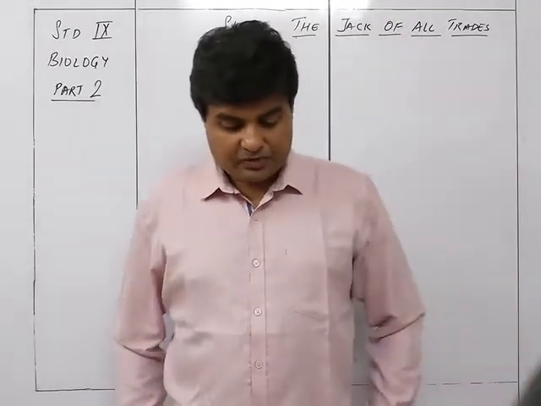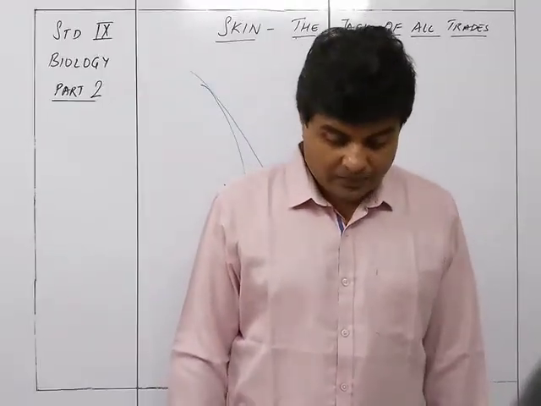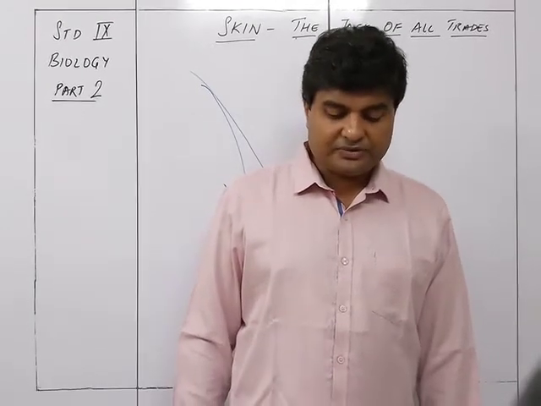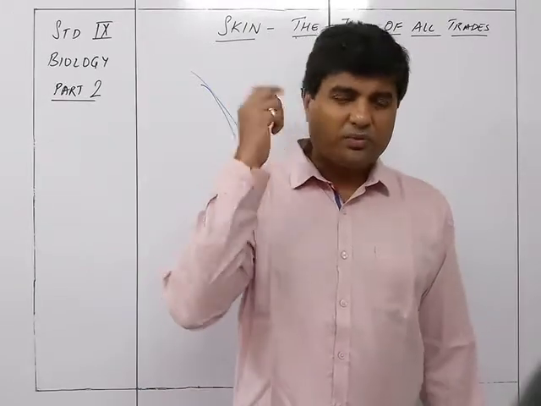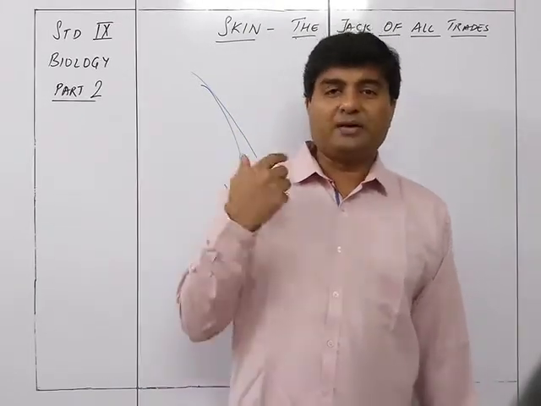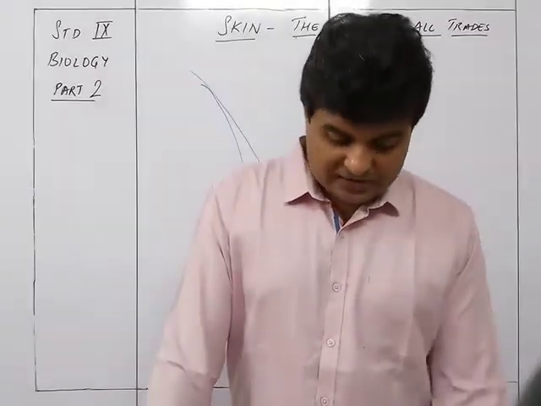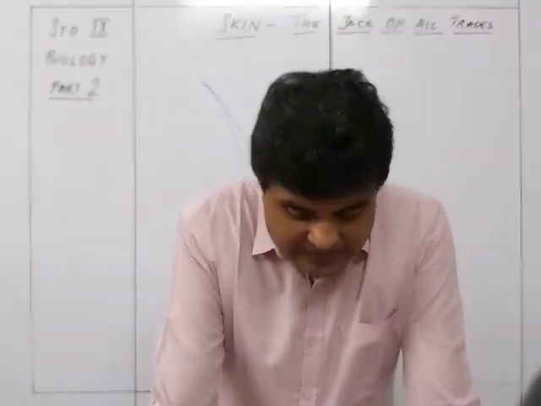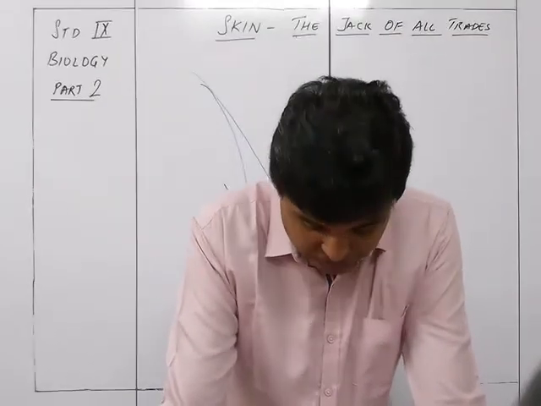ceruminous glands. Ceruminous glands are modified sebaceous glands found in the auditory canal and secrete a wax-like substance called cerumen or ear wax. So you must have seen that thing. The ear wax is produced by the modified sebaceous glands, the ceruminous glands, which lubricate and protect the delicate eardrum from dust particles and germs.